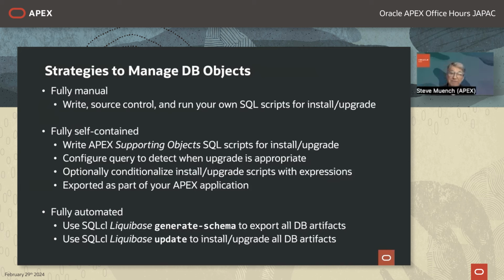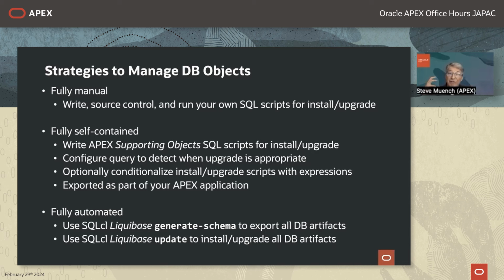The database objects, which always are a part of your Apex application, there are 3 different strategies you can use for managing those. Some teams like to completely manage that themselves. I call that the fully manual strategy. You write your own scripts. Those can be for installing. You might write different scripts for performing upgrades. That's really like the advanced option that some teams prefer.